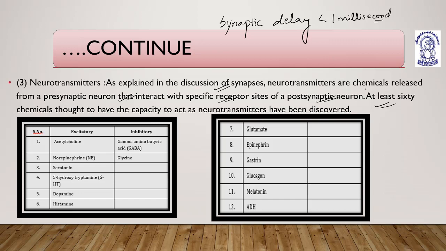The major excitatory neurotransmitter of the brain is glutamate.